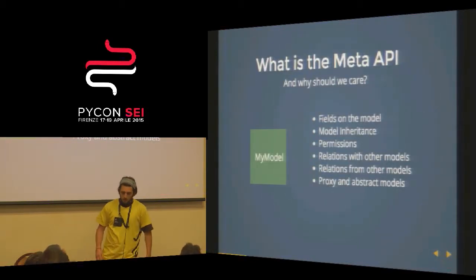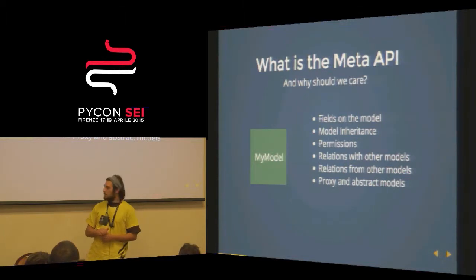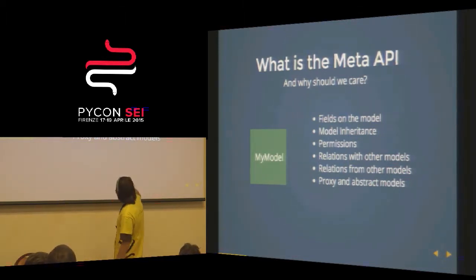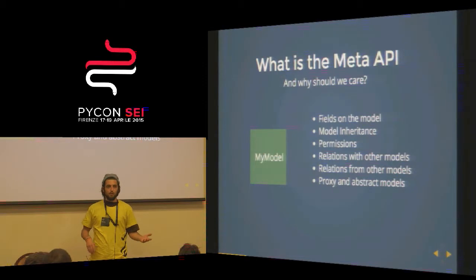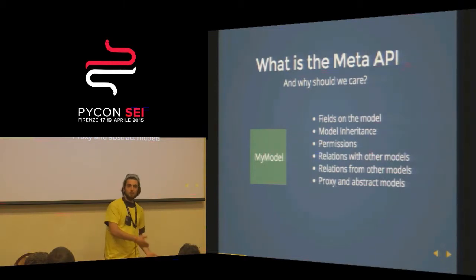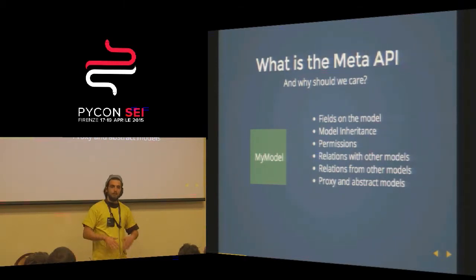As I was saying previously, the Meta API contains a lot of metadata on the model. For example, we have fields on top of the model that are defined inside this Meta API. We have a system which defines model inheritance. But we also have lower level things in the API. From the abstract concept of fields, we also have lower level things like database table, permissions, and everything that is relevant to make Django's system work well.